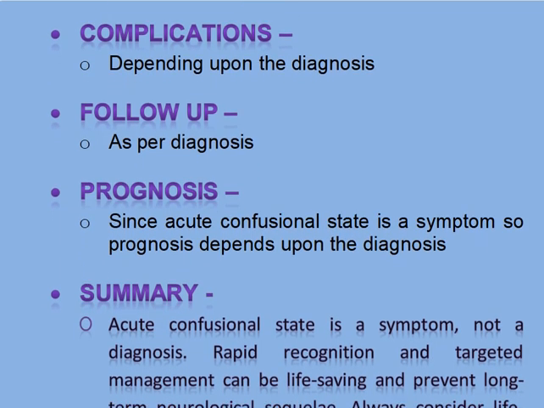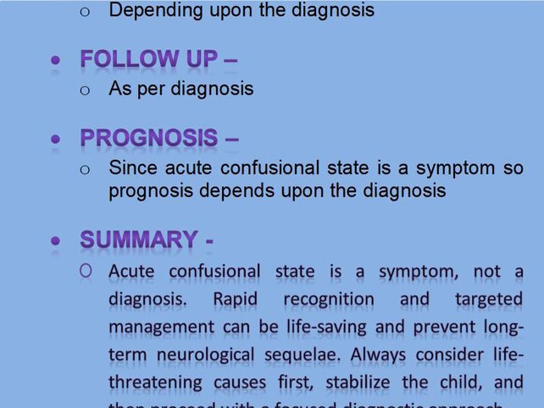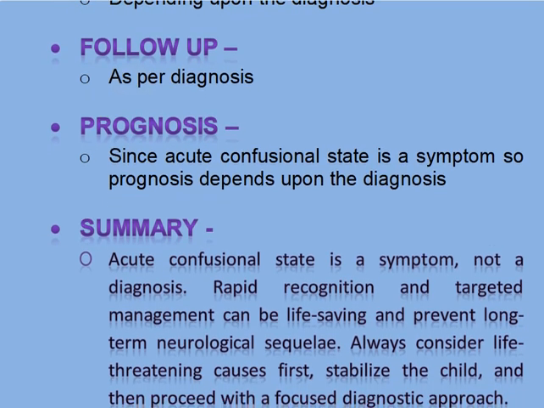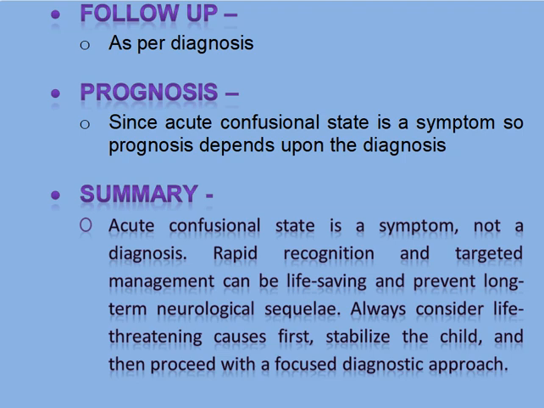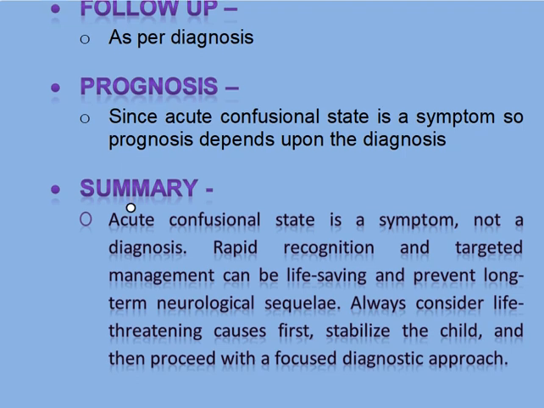So since acute confusional state is a symptom, the prognosis depends upon the diagnosis. In summary, acute confusional state is a symptom, not a diagnosis. Rapid recognition and targeted management can save life and prevent long-term neurological sequelae. Always consider life-threatening causes. First stabilize the child and then proceed with a focused diagnostic approach.